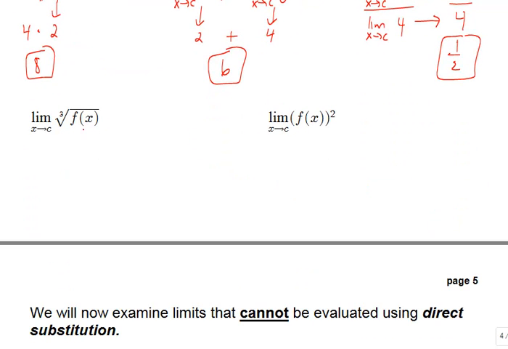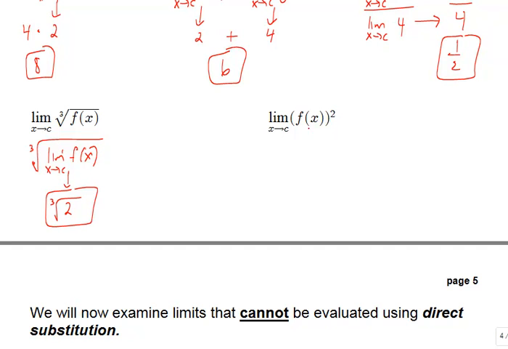The limit of the cube root of f of x. So our power law says that we can take the limit of just the f of x part and then take the cube root of that answer, assuming that the limit of f exists, which it does. It goes to 2, so this is just going to end up being the cube root of 2.